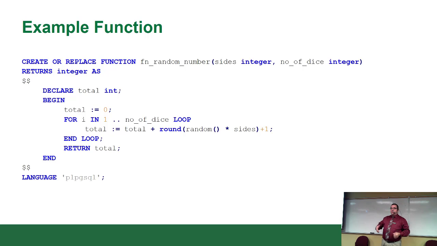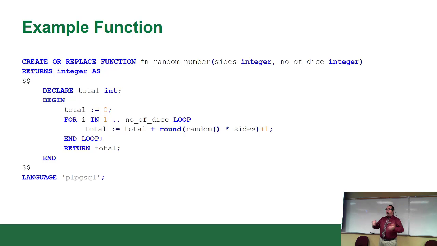Similar idea. So I called my function fn random number. There's no rules on naming your functions. I just like prefixing my functions with fn because I know I defined those functions. They're not built-in functions. That's a Dan thing. You can choose however you want to call them.